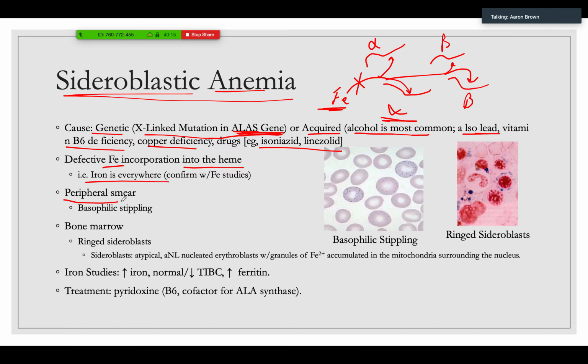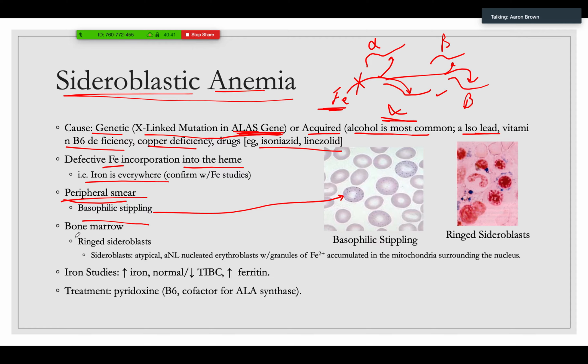So what does this look like? On our peripheral smear, if we take a drop of blood from our patient, from their fingertip and then put it under a microscope, we see something called basophilic stippling. Basophilic stippling is what you can see right here. And this is what's present on peripheral smear in sideroblastic anemia. This is really just little bits of hemoglobin that are stuck behind and haven't been incorporated into the red blood cell the way it's supposed to.